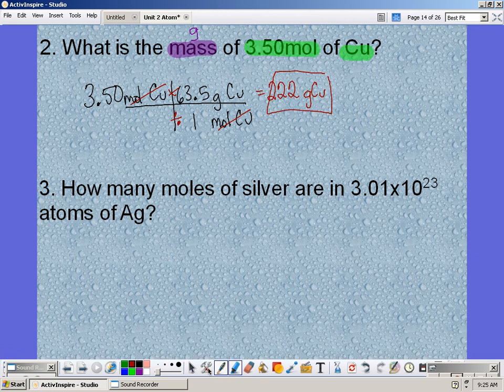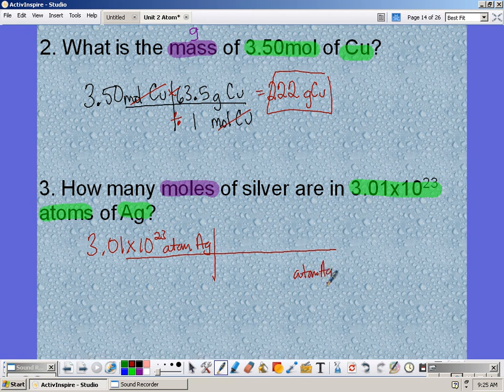In number 3, we're given 3.01 times 10 to the 23rd atoms of silver, and we're looking for moles. So we start with our given 3.01 times 10 to the 23rd atom silver. To cancel atom, I have to put it on the bottom. Now from atom, I can go to mole. Mole is always what you can convert to and convert from. 1 is going to go on the top this time because I have mole on the top.